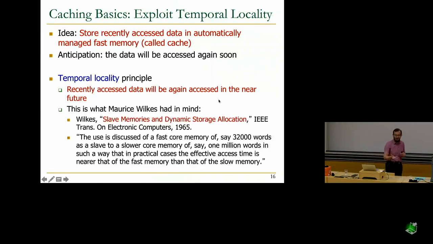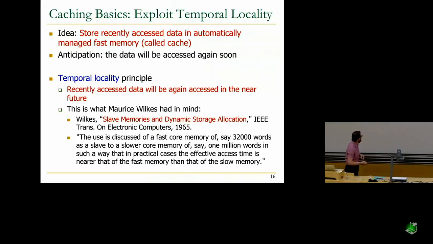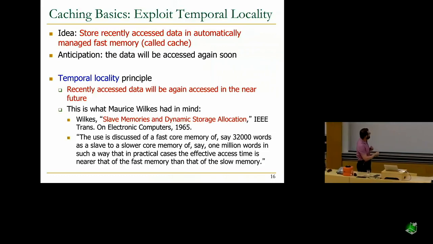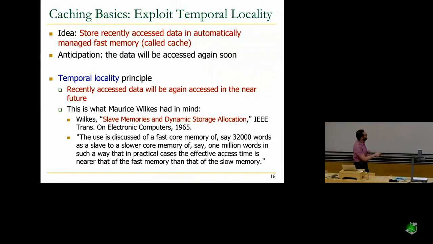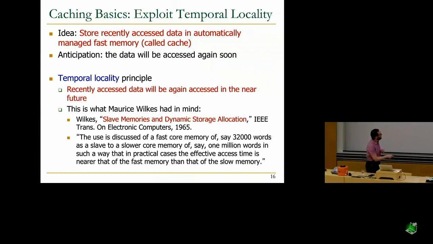Right? And this is what Maurice Wilkes had in mind when he wrote this paper that I recommended. Basically, I'm going to read it from the 1965 paper. The use is discussed of a fast core memory of, say, 32,000 words as a slave to a slower core memory of, say, 1 million words in such a way that in practical cases, the effective access time is nearer that of the fast memory than that of the slow memory. So it's beautiful, right? You have a small memory that's essentially a cache. He doesn't use the word cache, to a much larger memory, and you manage the memory automatically somehow, such that most of the time, the access time is similar to the access time of the small memory.